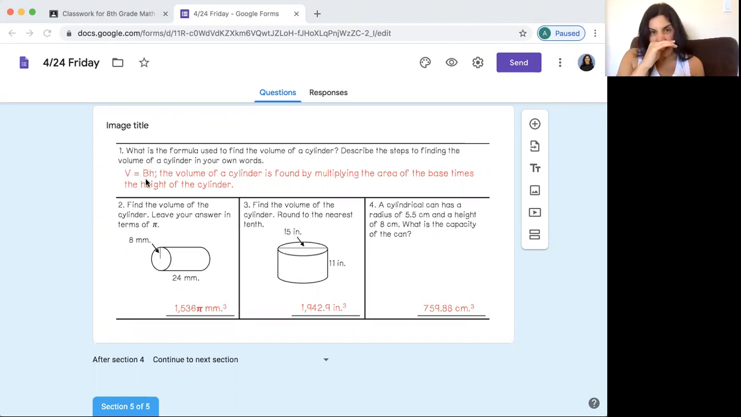That's why in the video, we did pi r squared times height, because pi r squared, pi times radius squared, is the formula for the area of a circle. So let's apply that to number 2. Number 2, I asked you to find the volume of the cylinder. I told you to leave it in terms of pi.